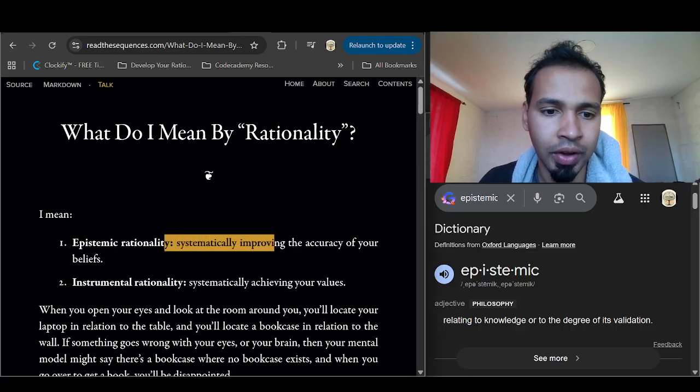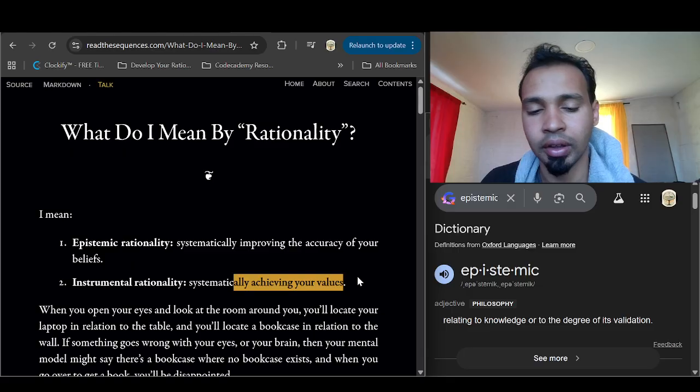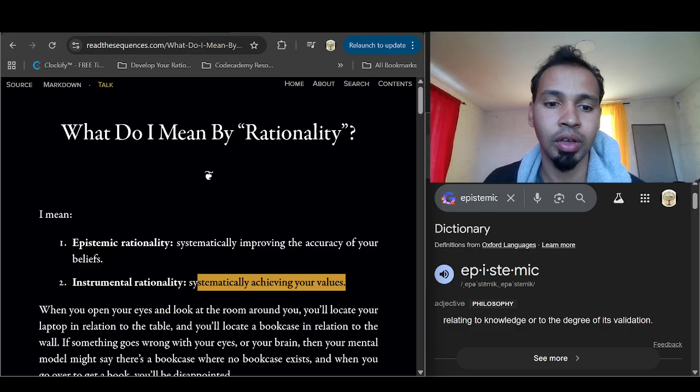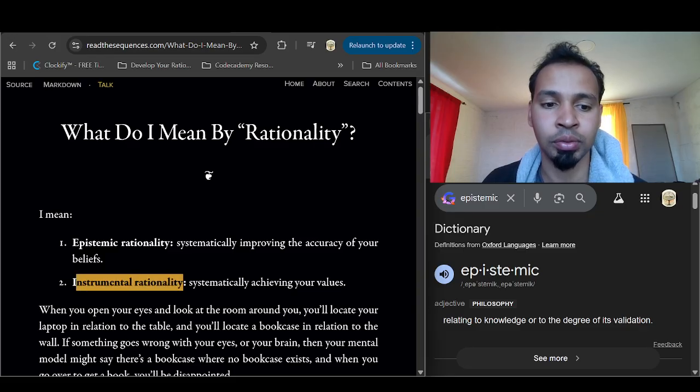So basically, he defines it as systematically improving the accuracy of your beliefs. And then there's instrumental rationality, systematically achieving your values. Okay. So I would say instrumental rationality seems to be more of an interpersonal experience of experiencing life. Maybe I'm someone who's very instrumentally rational, systematically achieving my values, and the way you treat people, the way you care about other people, community, and so on and so forth, having a relationship with God. These are ideas that I think probably fall under instrumental rationality.